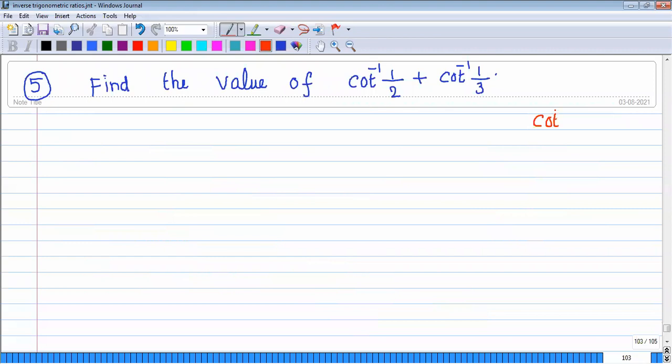So you remember this concept regarding this question. Cot inverse x equals tan inverse of 1 upon x. First convert this cot inverse 1 upon 2 plus cot inverse 1 upon 3 in terms of tan inverse function. So this cot inverse of 1 upon 2, you can write tan inverse of 1 upon 1 by 2. That becomes tan inverse 2, plus cot inverse 1 upon 3 becomes tan inverse 3.